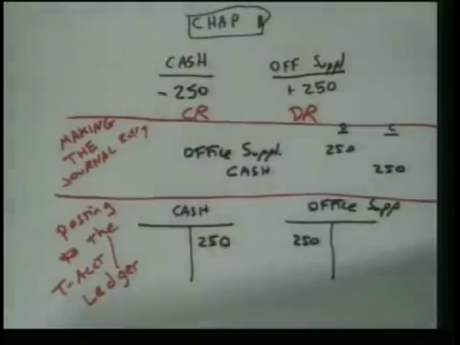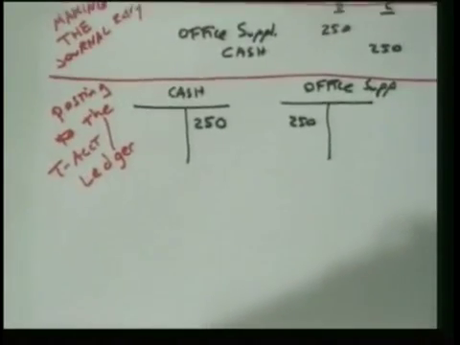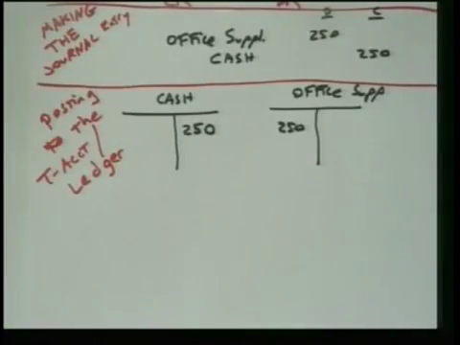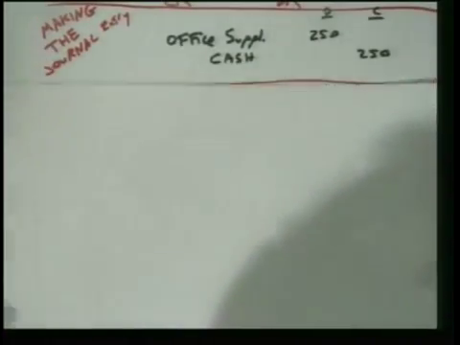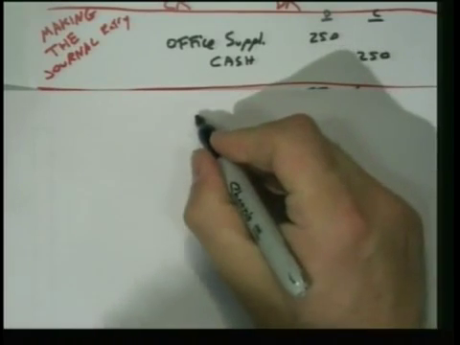Let me show you some incorrect ways that people do journal entries. The correct one is up top. Let me show you some incorrect ways that people will do these. They'll do this.